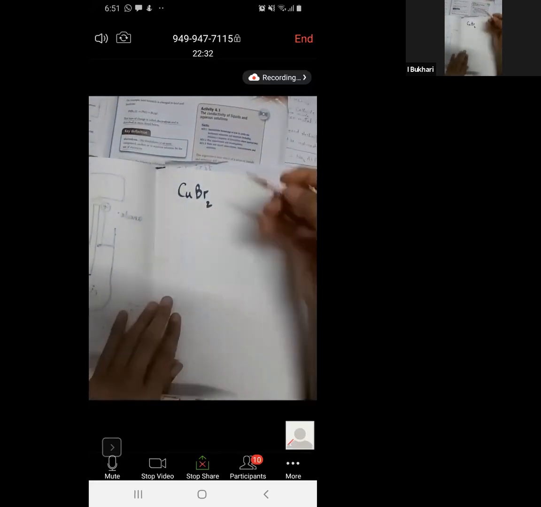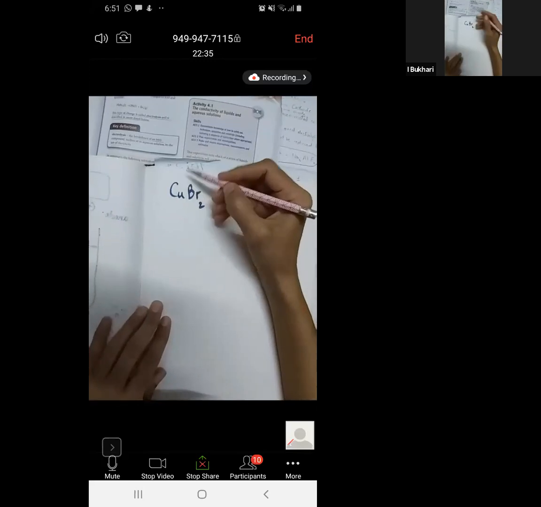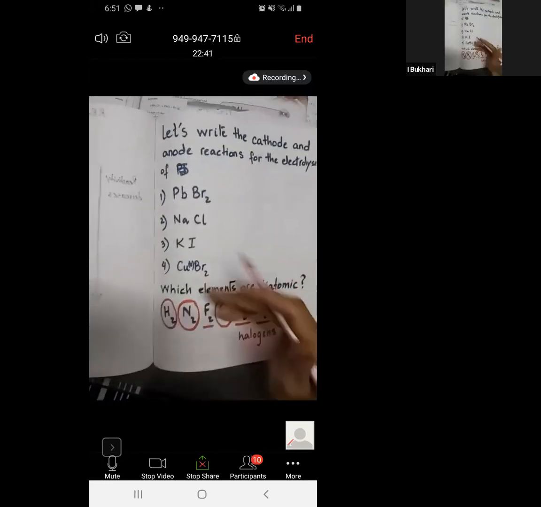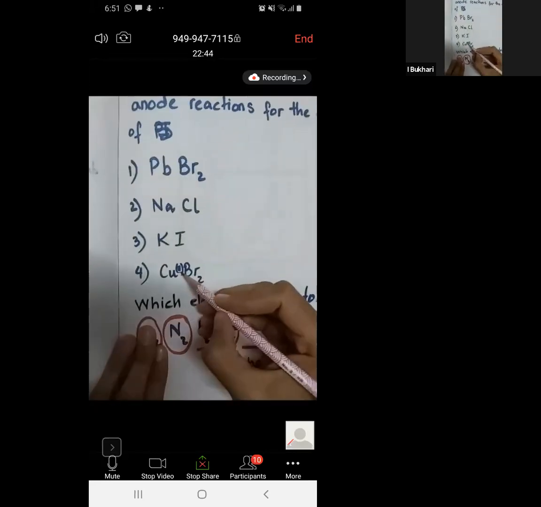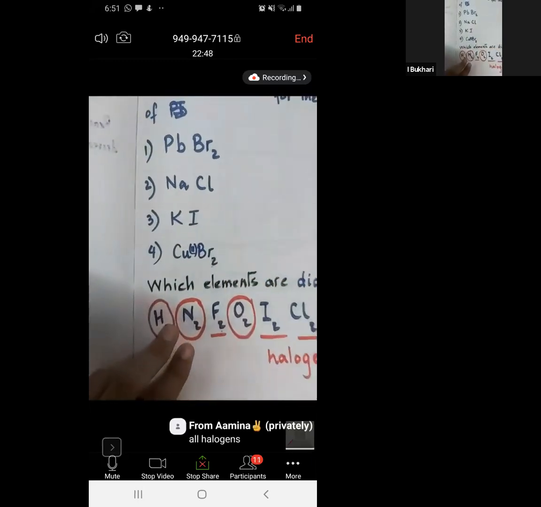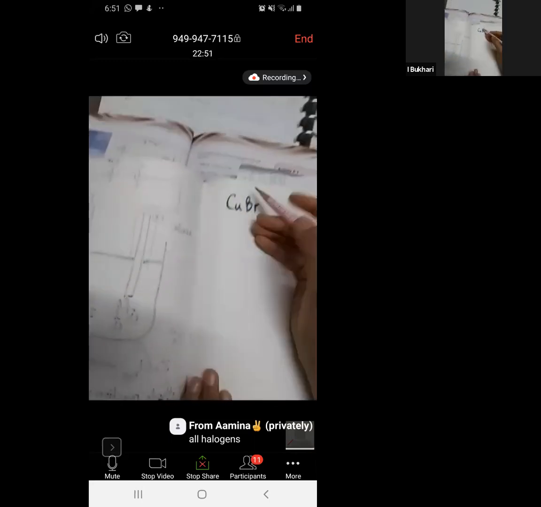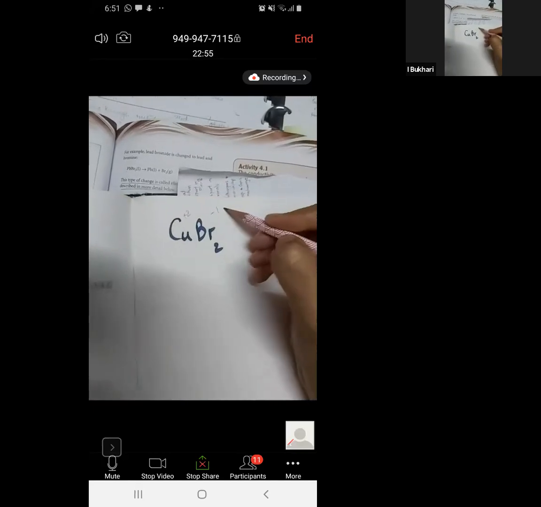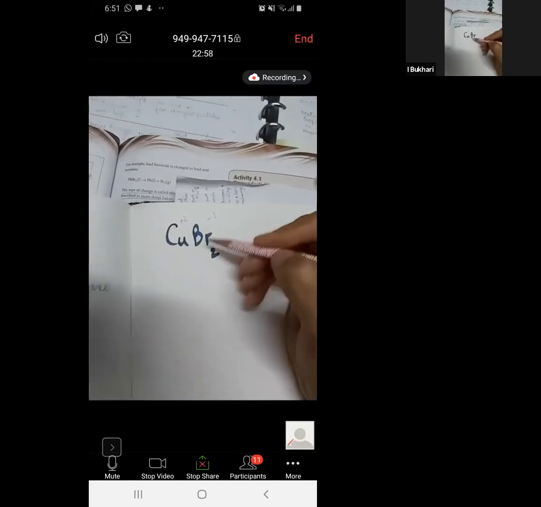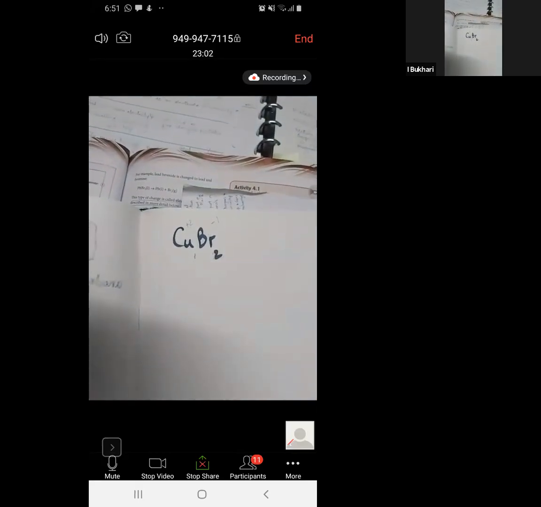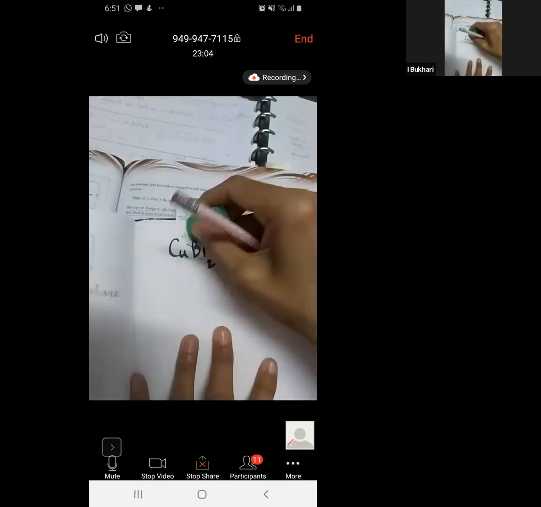How did I write this formula? It mentions that it is copper 2 bromide, so this 2 would come here. Copper has an oxidation state of +2, and bromine has an oxidation state of -1 because this is a halogen, right? So 1 comes here, 2 comes here. We don't write 1. So that's how I got this formula.